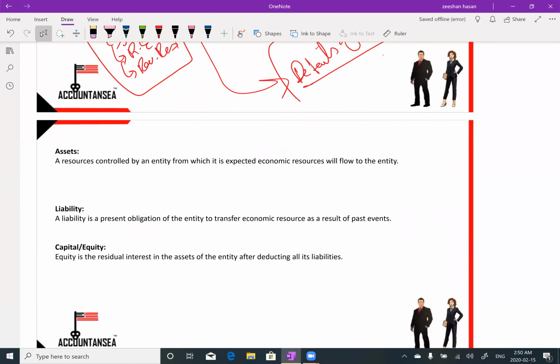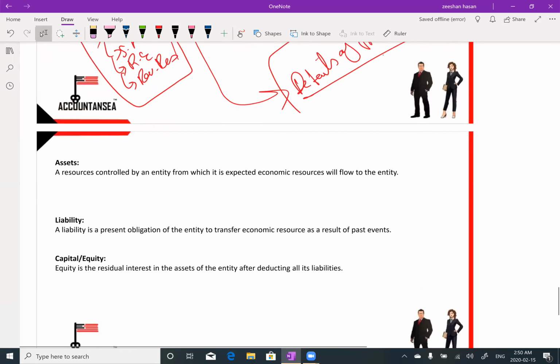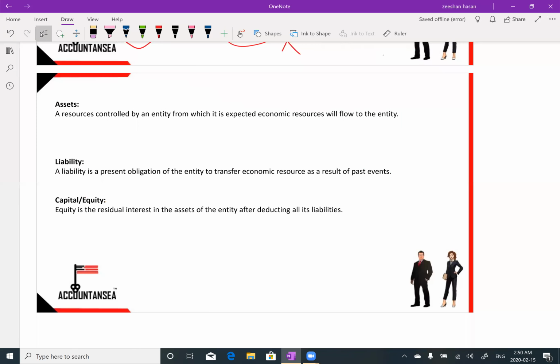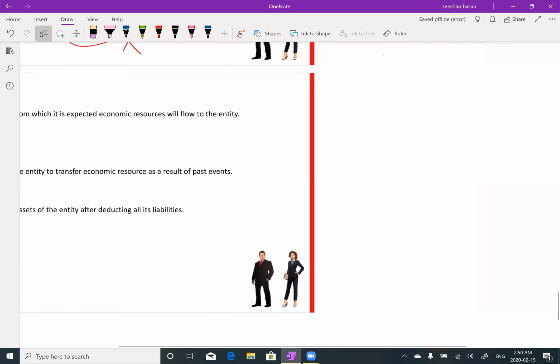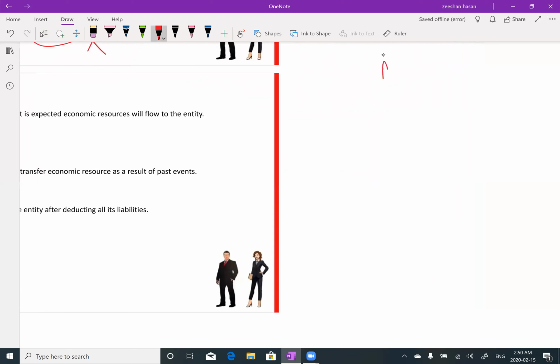Now we have some definitions here, right? Firstly, assets. Assets are the resources controlled by an entity from which it is expected that economic resources will flow to the entity, right? So we have two types of assets over here: non-current asset and current asset, right?